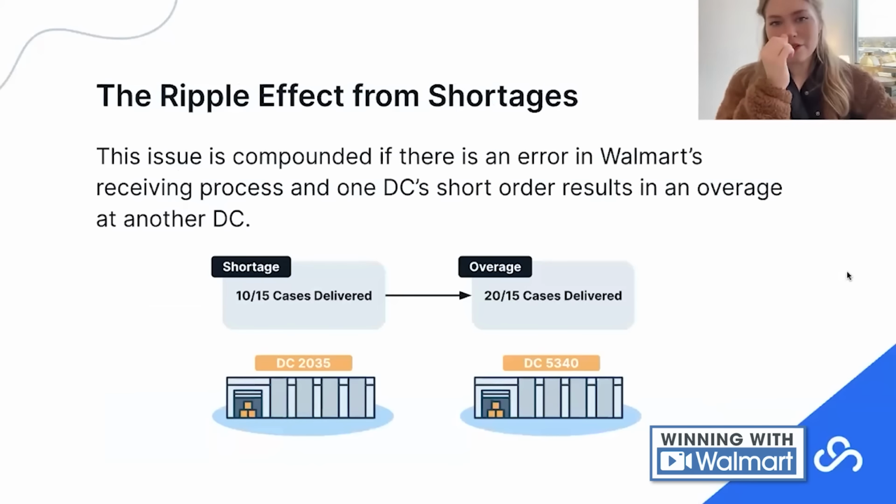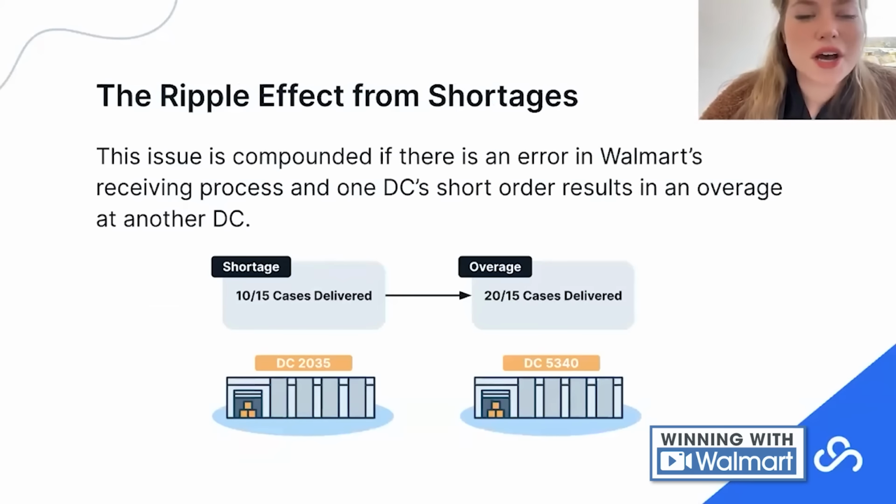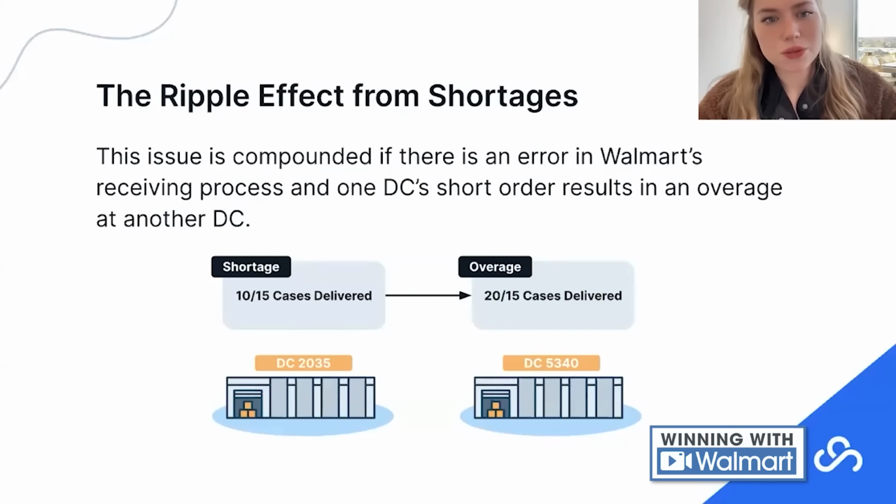Awesome. Okay, ripple effect from shortages. So this is a compound issue that will happen if there's an error in Walmart's receiving process and one of the DC's short orders results in an overage in another DC.